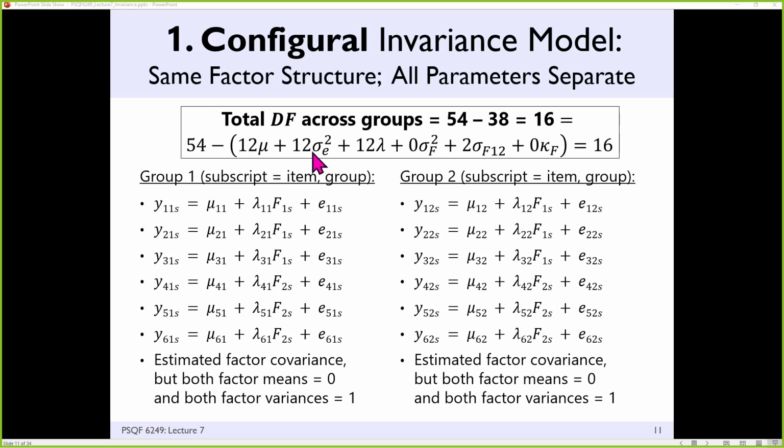So here's my list of all the things. So that's why I end up with 16 degrees of freedom. Okay, so this is my jumping off point. This is the best we're going to do in terms of fit.